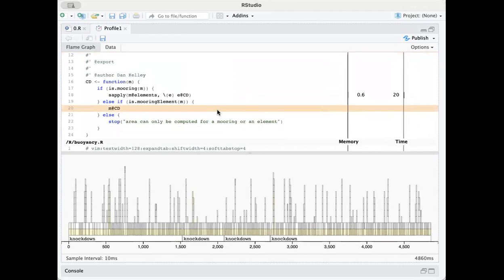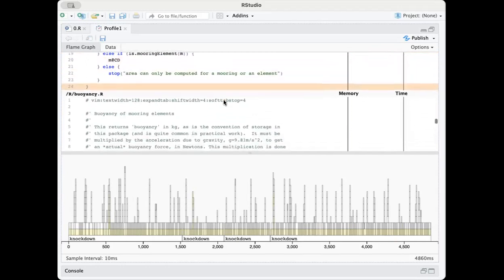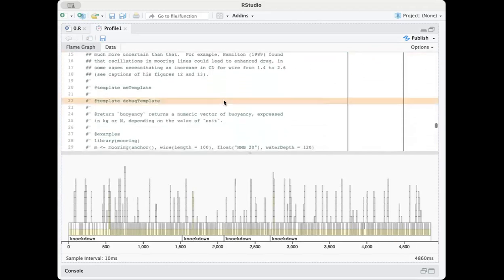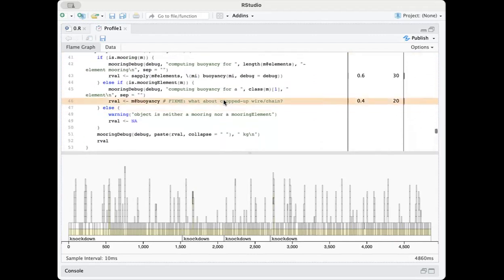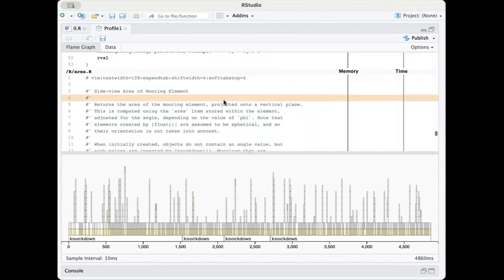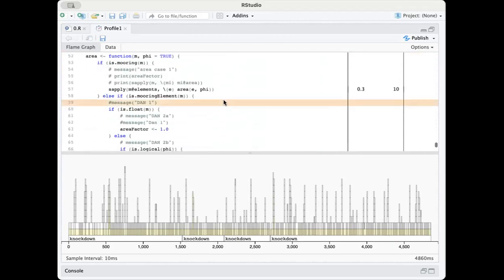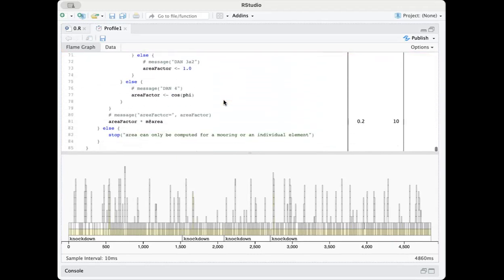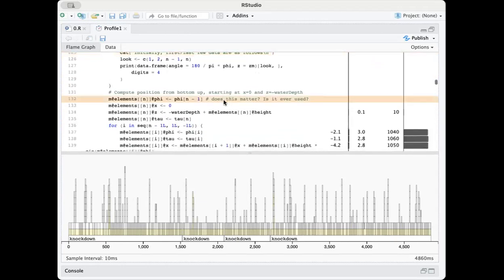Oh yeah, well, this makes sense. It's done element by element, so that's taking a little while. Computing the buoyancy, right? And computing the area, which I suspect is just a lookup, so that won't take any significant time. Okay, that's good. So let's go back to that big one.